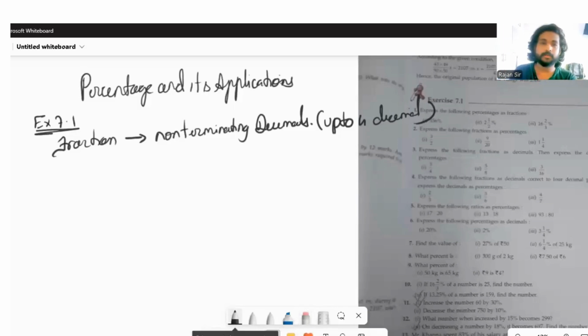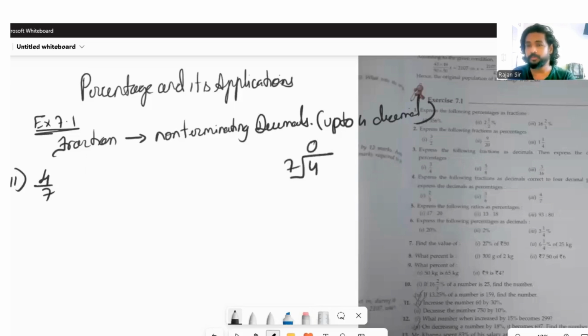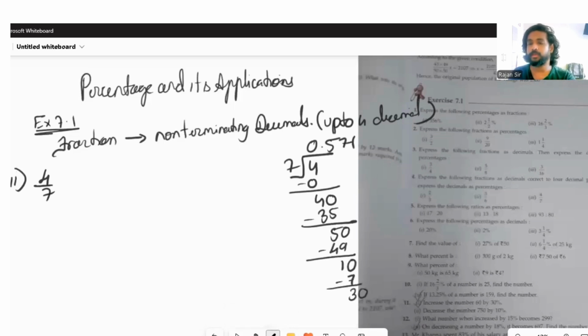And the third one, like I said, 4 by 7. So 4 by 7 can be written like this. Let's go for 4 and 7 and check this one. We have 4, put a point. 7 fives are 35, we have 5 left. 7 sevens are 49, we have 1, 0, 1 left, 7. We have 3. And then 7 fours are 28, we have 2, take a 0.